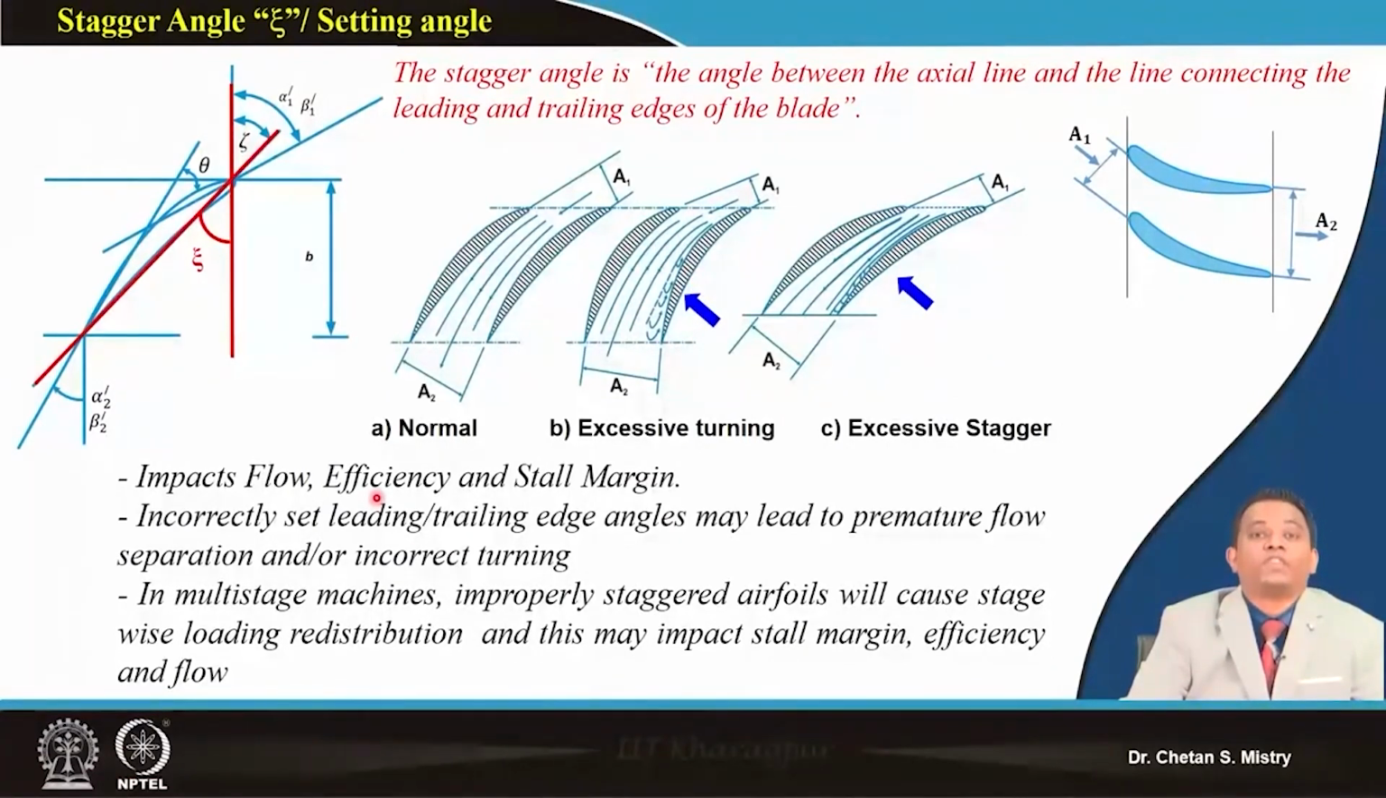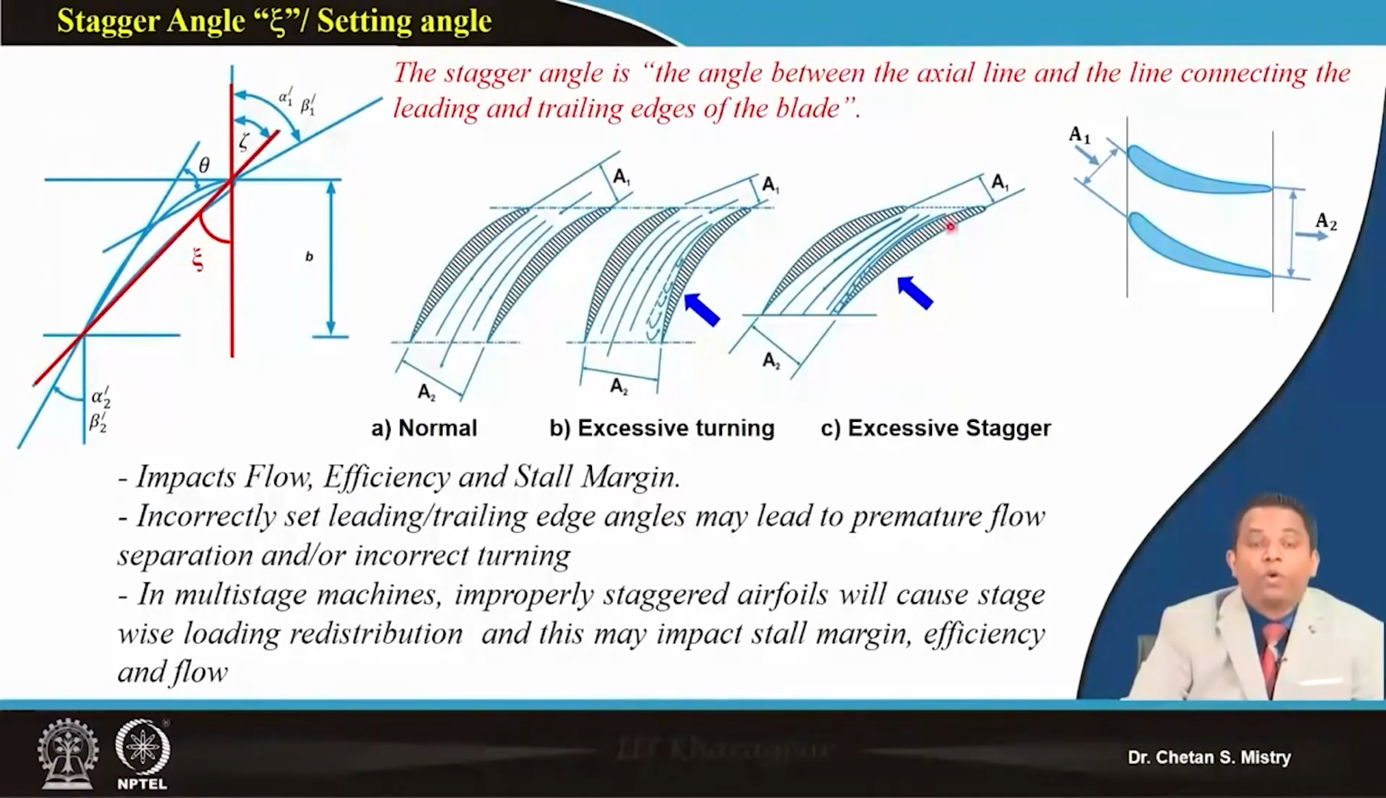Second, in the sense of efficiency. If we have this stagger excessive, we have flow separation happening from the suction surface. That will increase the losses, which means it decreases our efficiency. So in order to improve the efficiency, we need to be very careful in the selection of this stagger angle. Next is my stall margin. The same is the situation. These days people are going a little greedy, they are looking for larger stall margins, and when we look for a larger stall margin, it is managed by setting our stagger angles. It says an incorrectly set leading or trailing edge angle may lead to premature separation and or incorrect turning.